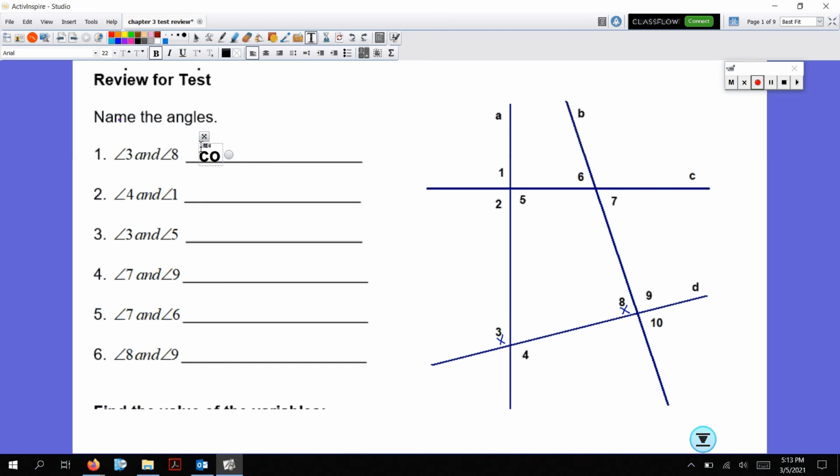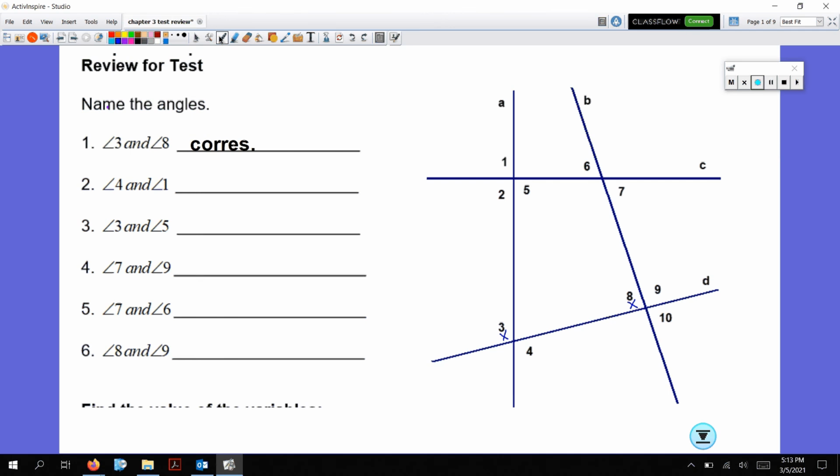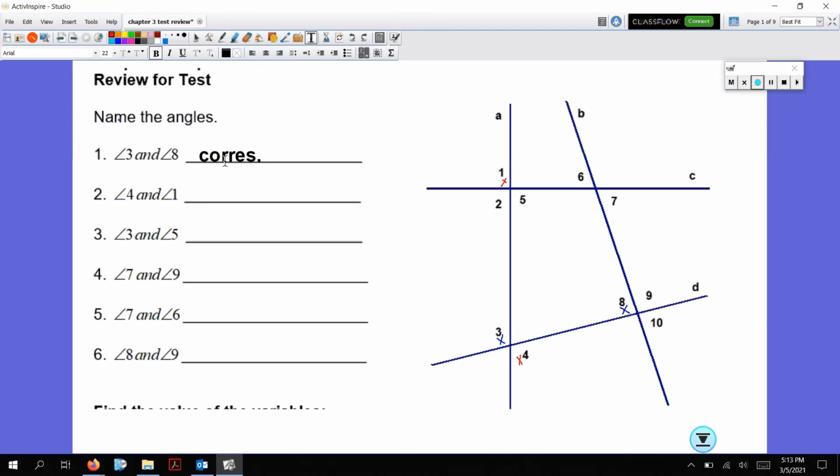I'm just going to type corresponding. I'm just going to abbreviate. That's okay. All right, so number 2 is angle 1 and 4. Angle 1 is here. Angle 4 is down here. They are alternate exterior. They are on opposite sides of the transversal, outside of the two lines, across from each other. So they are alternate exterior.